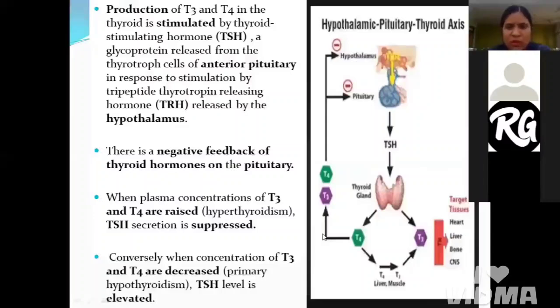So it is also essential before going to the disorders to know the normal hypothalamic pituitary thyroid axis, or in the short form HPT axis. Okay.